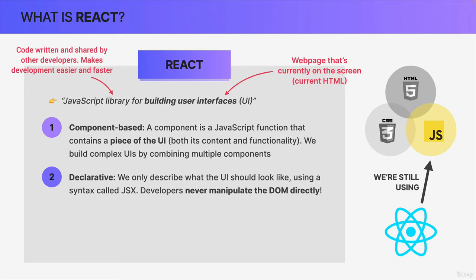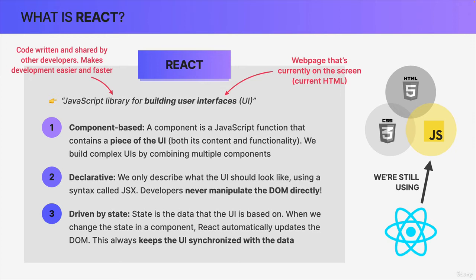But now you might actually wonder, well, if we never manipulate the DOM, then how do we actually change and update the user interface? Well, that's where the concept of state comes into play. So React is entirely driven by state. And by state, I mean any data that the UI in a component is based on. And of course, all this will become a lot more clear when we actually use state and also components throughout this section. But anyway, what's so special about state in React is that whenever we update a state variable, React will automatically update the DOM for us.